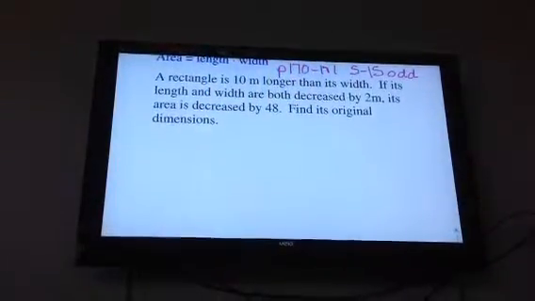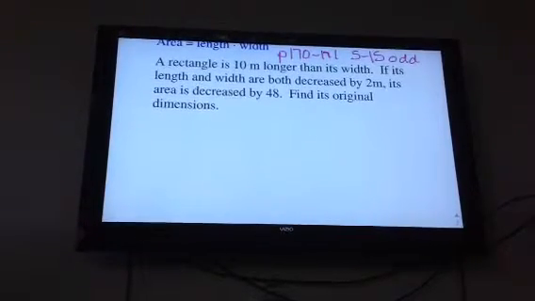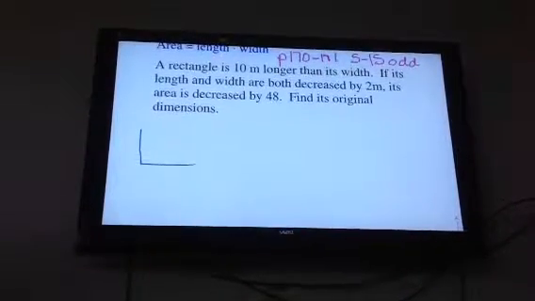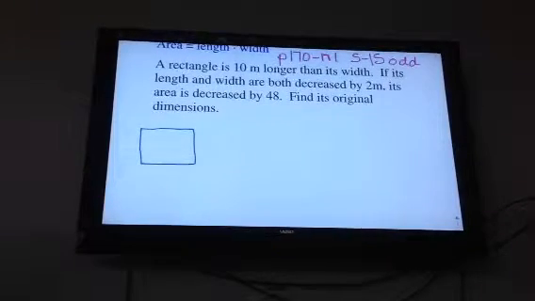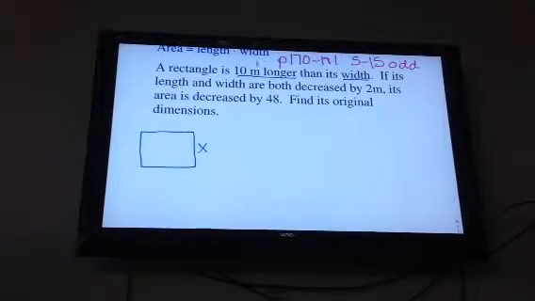Okay, so we start. A rectangle is 10 meters longer than its width. So I've got a rectangle. They're telling me nothing about the width. So that's my x. 10 meters longer means to add 10.